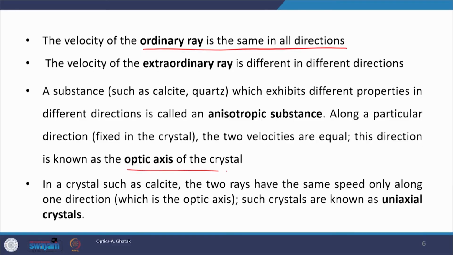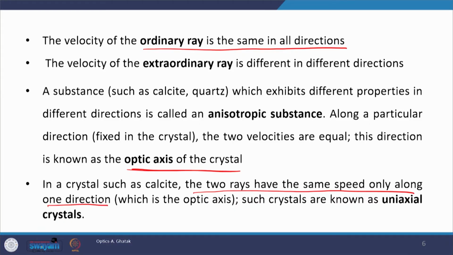But along a particular direction which is fixed in the crystal, the two velocities are equal. The velocities of the O ray and E ray are equal in some particular direction, and this direction is known as the optic axis of the crystal. I repeat, the O ray travels with the same velocity in all directions, while the E ray exhibits different velocity in different directions, but there is a particular direction in double refracting crystals along which both of these rays travel with the same velocity, and this particular direction is known as the optic axis of the crystal.